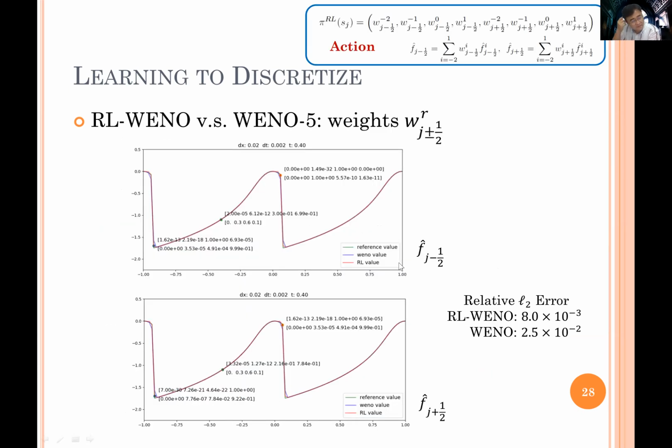Another particularly interesting part is that we also look at the stencils that reinforcement learning chooses versus the stencils that WENO computes. The ones on top are the RL selected weights, and the ones on the bottom are the WENO selected weights.